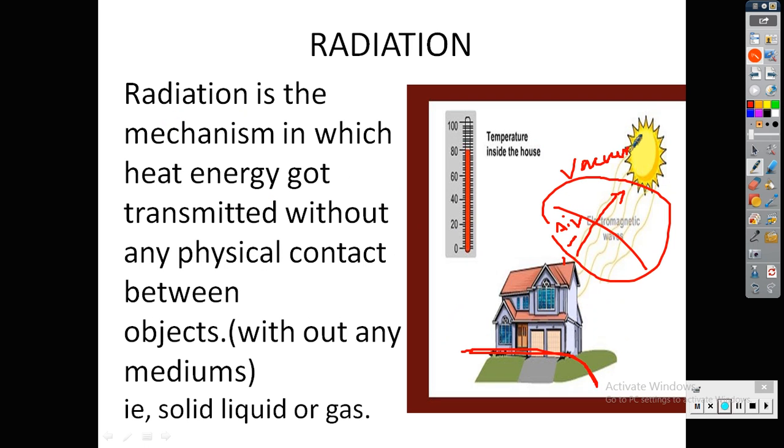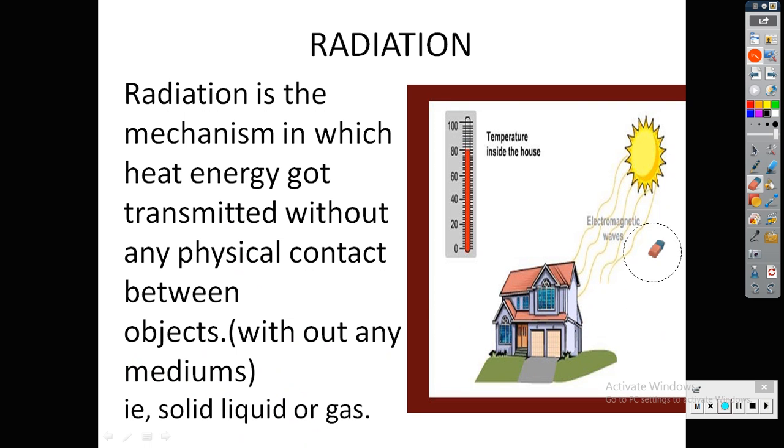There is no medium present between the sun and the earth. So through this vacuum space, without any medium, heat is reaching our earth. From the sun, heat is reaching our earth without any physical contact of substance. No solid medium, no liquid medium, no gaseous medium. Without any medium, heat is transferring from one place to another. That type of heat transfer is called radiation. So now we studied the 3 types of heat transfer: conduction, convection and radiation.